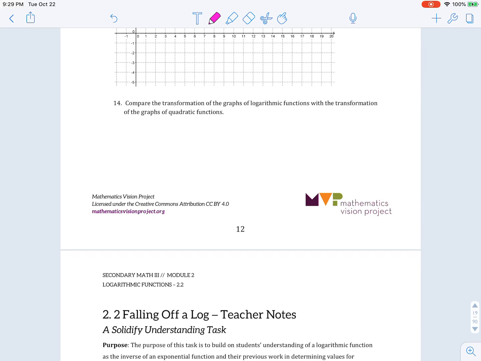I would recommend that. Compare the transformation of the graphs of logarithmic functions to transformations of graphs of quadratic functions. You have to think back to what quadratic functions were, like in vertex form, and how this would affect it. And it's the same, because this would move it right 2 and up 4. So they work exactly the same as quadratic functions.